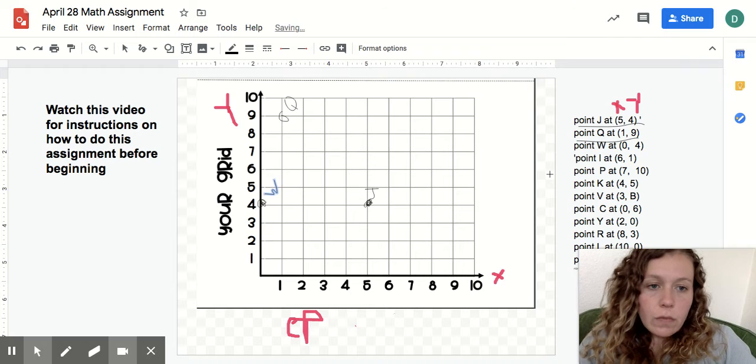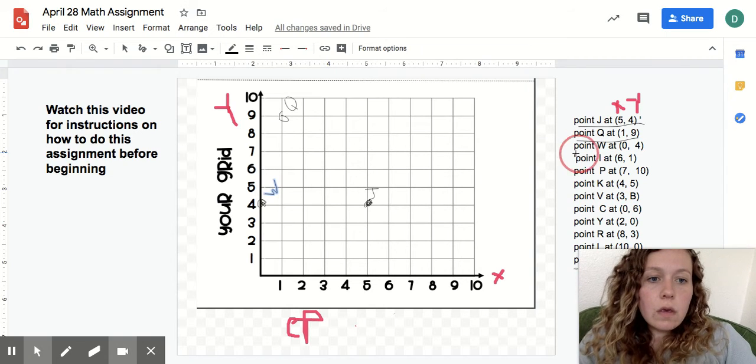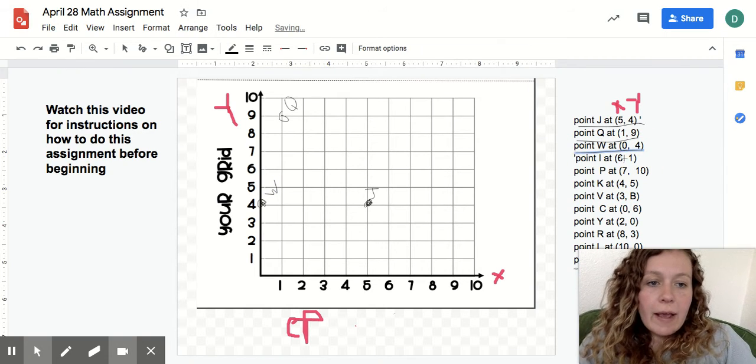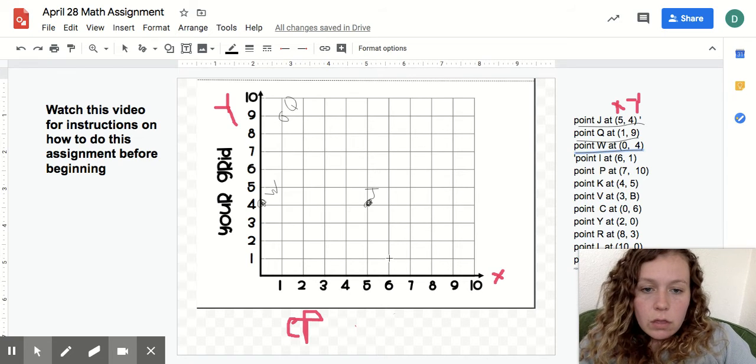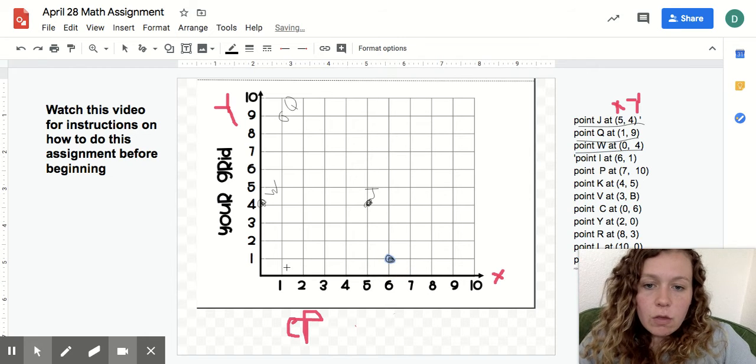All right, I'll do one more with you. Point I. So my x is 6. So I've got 1, 2, 3, 4, 5, 6 on the x-axis, and my y is 1. So I'm going to put a circle there to represent 6, 1, and that is point I.